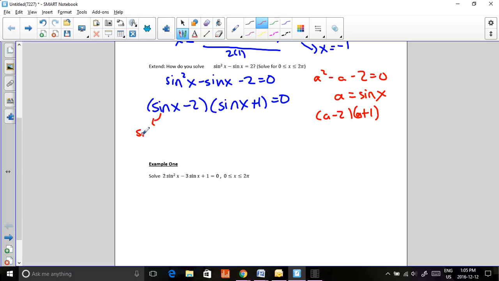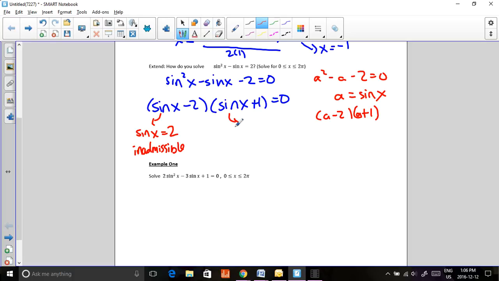This would give us sine x equals 2. Now we have to solve this. Well, we know that the maximum of a sine curve is 1. So there is no value of x for which sine x could be 2. This is inadmissible, and there are no solutions from that part.